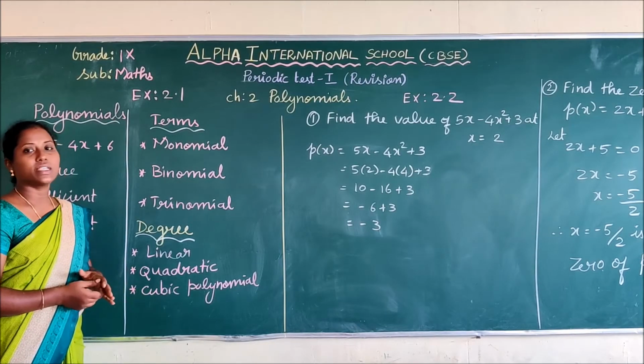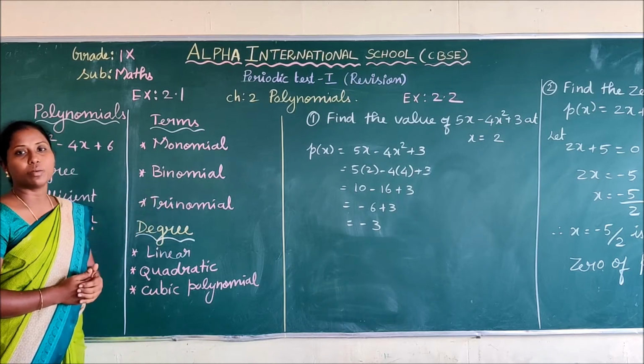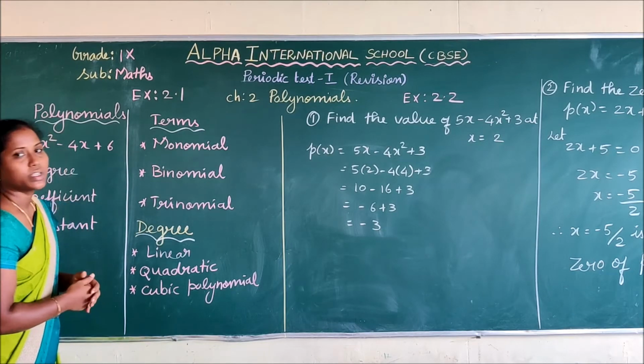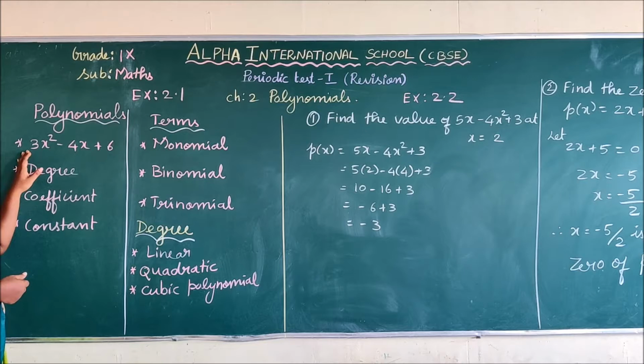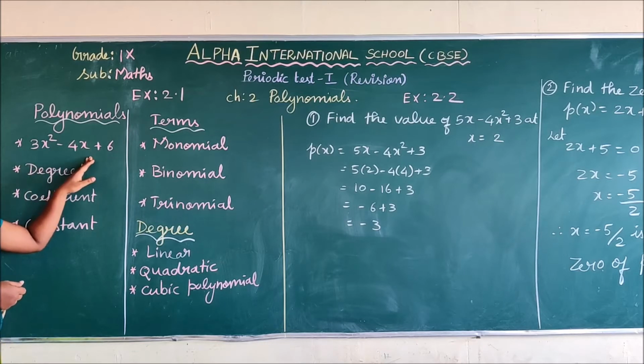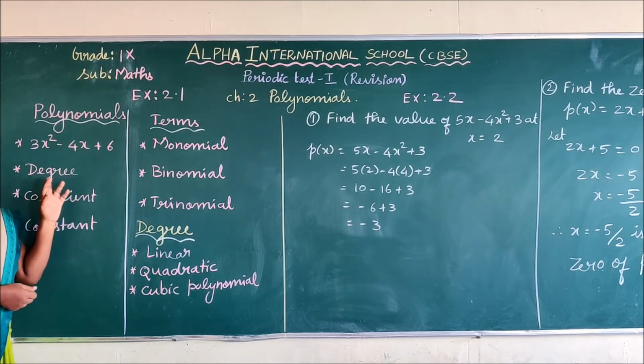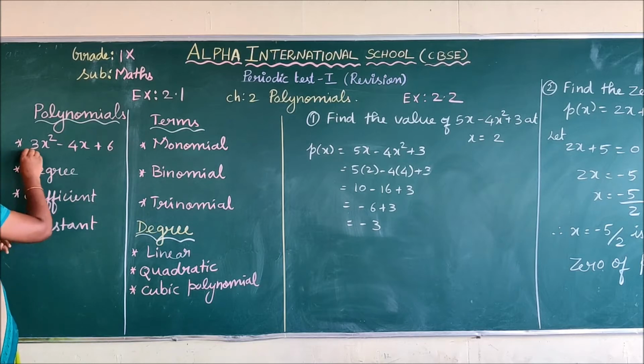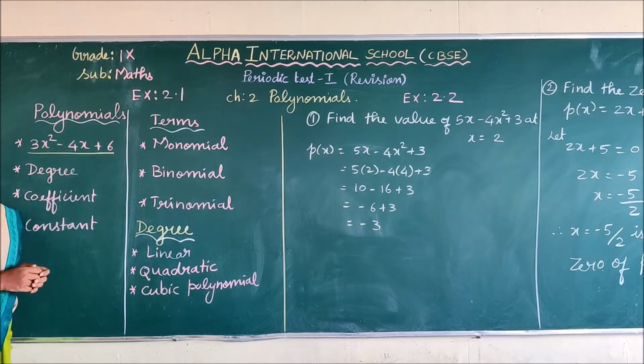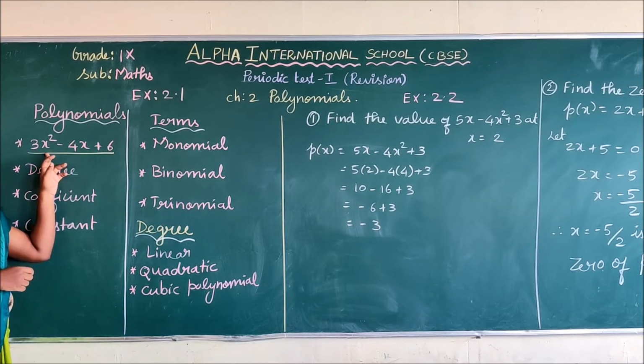So now we are going to revise our second chapter, polynomials. So what is a polynomial? The combination of algebraic terms using mathematical operations is called a polynomial. See, the first exercise problem is based on the product of polynomials only. See what the degree of the polynomial is. Know what a polynomial is and what the degree of the polynomial is. The degree is the highest power of the variable.